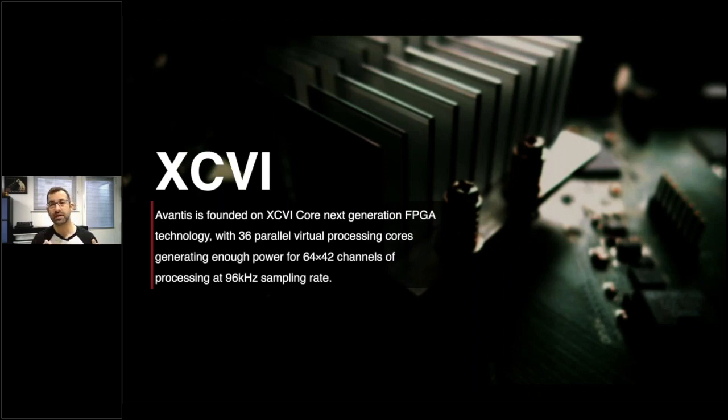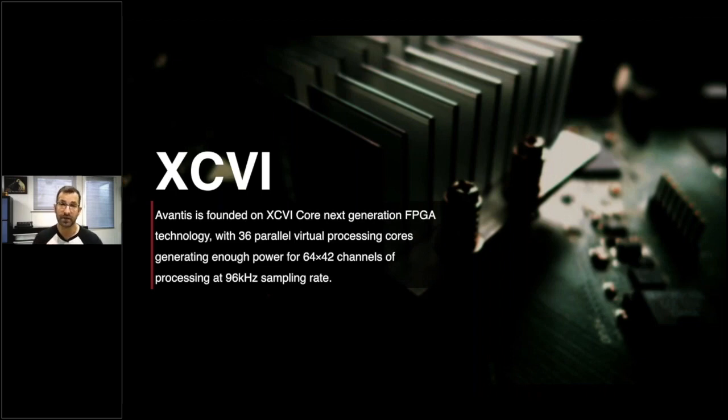So this is a 36 parallel processing core. It's just got oodles of power for advanced processing, and it gives you a few major benefits. The major benefit, number one, is that the system runs at 96 kilohertz full time. So your processing is always happening at 96 kilohertz.